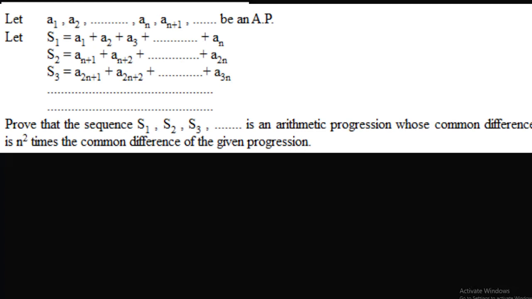Now it says prove that the sequence S1, S2, S3 is an AP whose common difference is n square times the common difference of the given progression. Now for this, what we'll do is we'll write this general series Sk, and we need to find the first term of the series. Now if it is S1, the last term is An. For S2, it is A2n. For S3, it is A3n.